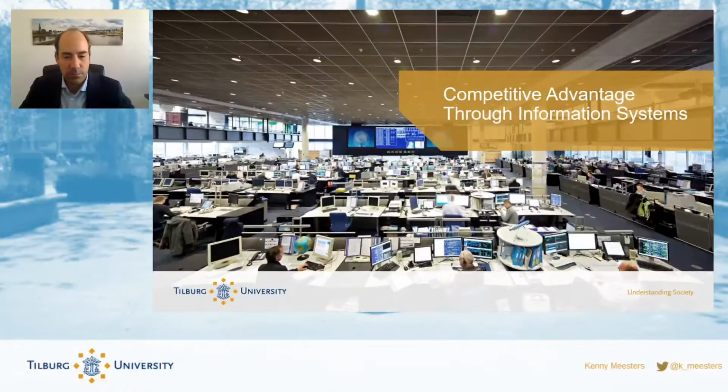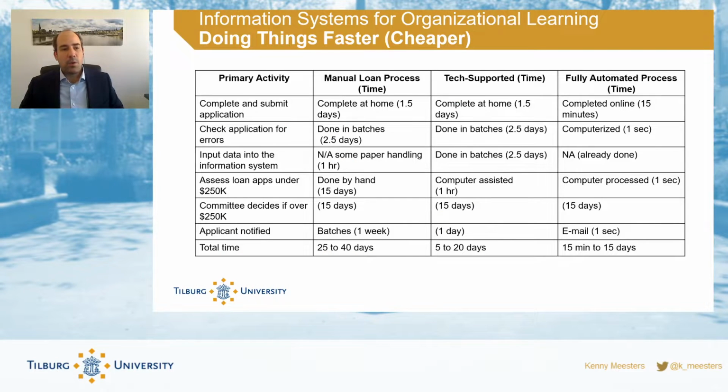So how could you use information systems in each of those strategies? So let's start taking a look at that. Well, one of the things you could do is, of course, doing things faster or cheaper by automating things. If you talk about cost leadership, it means that you are reducing your cost and you're using information systems to automate things. So let's take a look at applying for a mortgage or a loan.